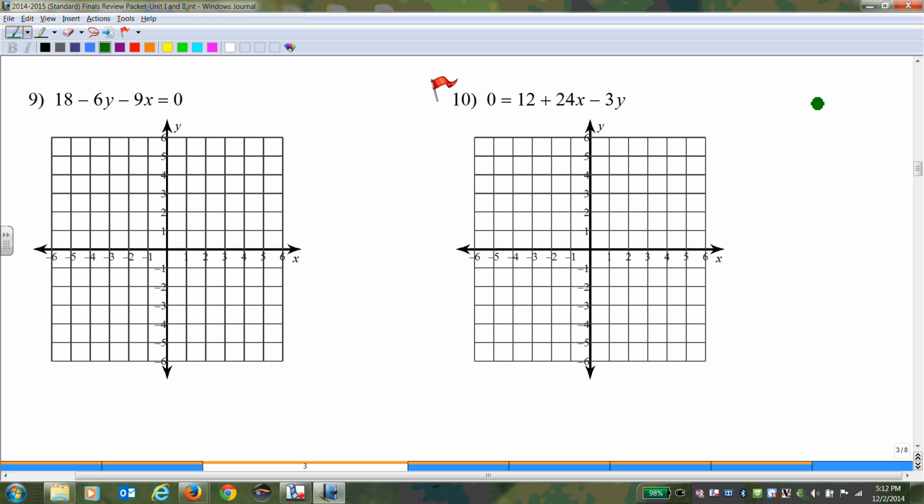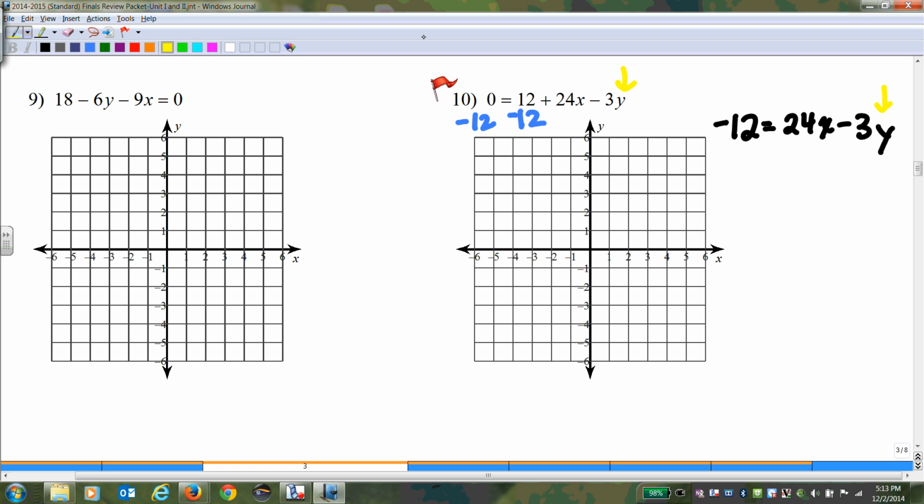Okay, same idea here. Our goal is to get y by itself. So you take one item at a time. Here, we're going to take over the 12, and that's positive 12, so we're going to minus 12. So I'm going to bring this over here. We have negative 12 equals 24x minus 3y. Again, the goal is to get y by itself.